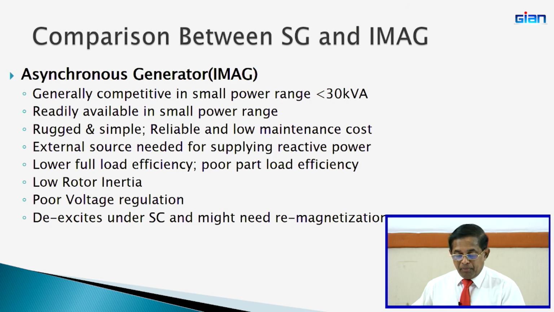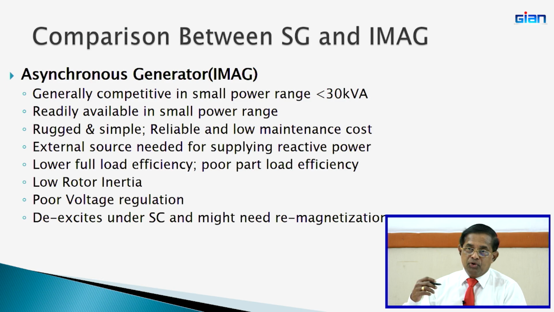And some properties of induction machines: induction generators are generally competitive in the small power range, maybe less than 30 kVA, and readily available in the small range. You can go and buy an induction generator or induction motor from the market. An induction motor you can use as a generator, right. So, they are readily available for many applications, they are made, and therefore, they are readily available. Rugged and simple, reliable and low maintenance cost. An external source is needed to supply reactive power. Capacitor banks are usually required. Lower full load efficiency, poor part load efficiency. Low rotor inertia, poor voltage regulation, de-excites under short circuit and might need remagnetizing.